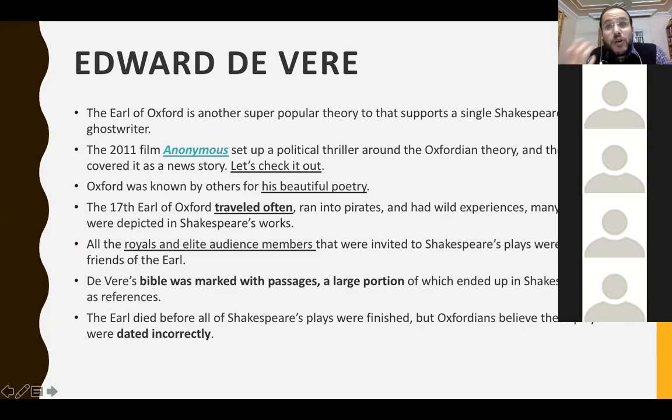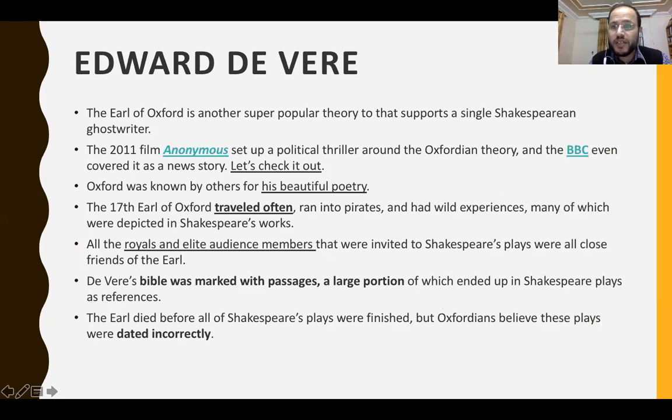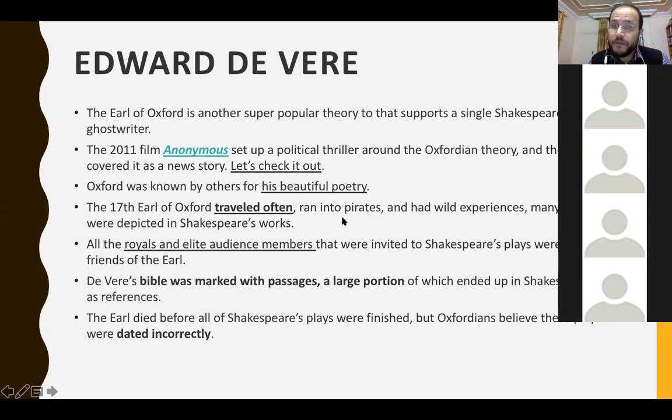Okay. So it must be somebody who lived in the palace, in the court, somebody who's familiar with the intimate tiny issues of the monarchy, the royal family. There's logic in that. So all the royals and elite audience members, remember the queen herself would go sometimes and watch some of Shakespeare's plays, were close to the Earl of Oxford. De Vere's Bible, and stronger evidence, it is said that this man had a copy of the Bible, and there were some passages in the margins that ended up in Shakespeare.